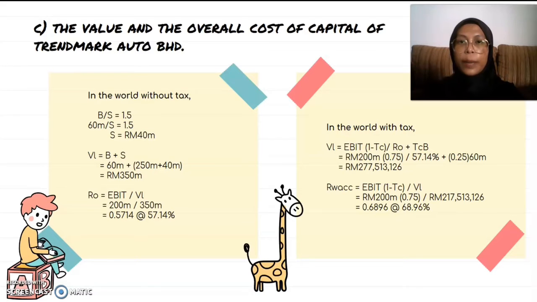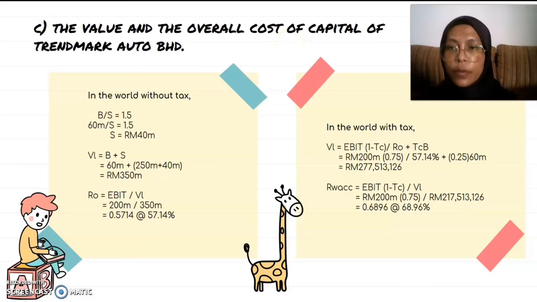Thank you. I'm Najihah binti Nawawi, and I will continue to present for case 1 of question C, which is about, in view of the benefit and expense of debt funding, the corporation agreed to issue an additional debt of 60 million, resulting in a debt equity ratio of 1.5, primarily for the purpose of increasing its capital requirement. So we have to calculate the value and the overall cost of capital for Trademark Auto Berhad.